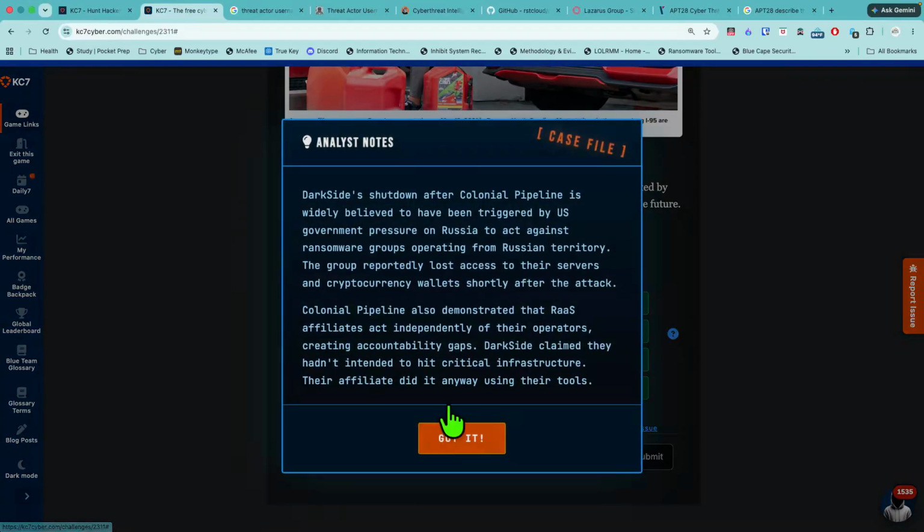Nice. And analyst notes to help you better understand Colonial Pipeline. And this is really helpful information. Colonial Pipeline also demonstrated that RaaS affiliates act independently of their operators, creating accountability gaps. DarkSide claimed they hadn't intended to hit critical infrastructure. Their affiliate did it anyway using their tools.